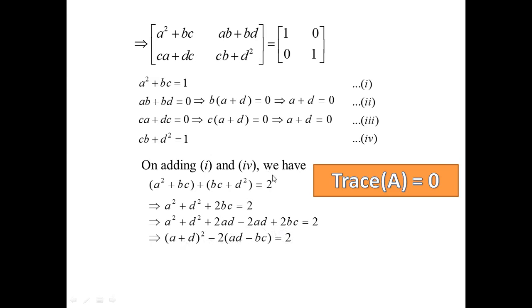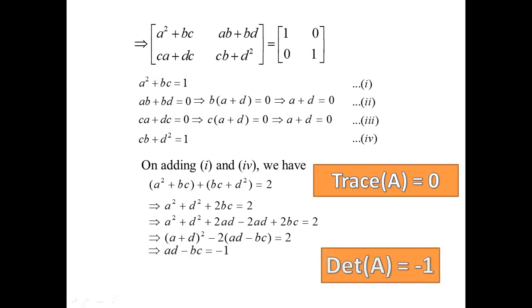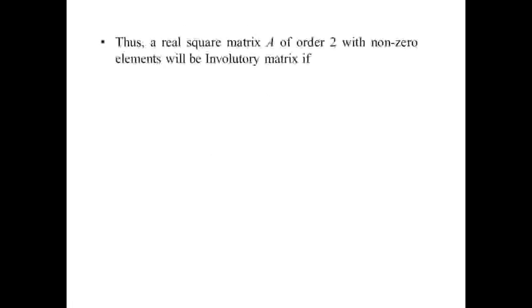But a plus d is 0. Substitute the value of a plus d. We have ad minus bc equals minus 1. And ad minus bc is nothing but the determinant of the matrix A. So we can say that if any real matrix is given of order 2, then the matrix will be involutory if and only if its trace is 0 and its determinant is minus 1.